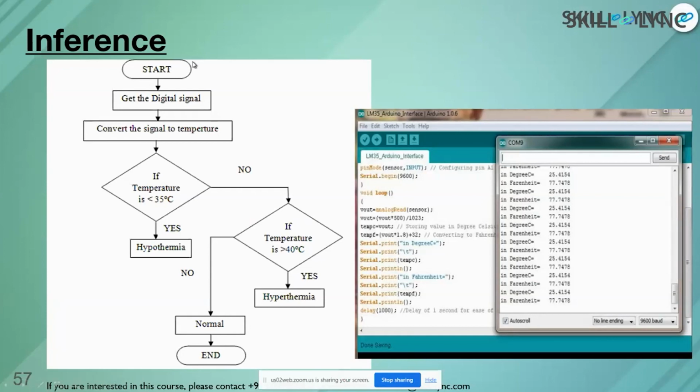So when you start working with the DHT11, you get the digital signal, and you convert the signal into temperature. See, Vout is equal to Vout into 500 divided by 1023. Yeah, it is converted. The converted value is stored as a degree Celsius value. Got it. So with the converted value, we are checking whether the temperature is greater than 35 degrees or not. If it is greater than 35 degrees, we call it a hyperthermia condition, where it is between 35 to 40 degrees Celsius. If it is less than that, then it is hypothermia.